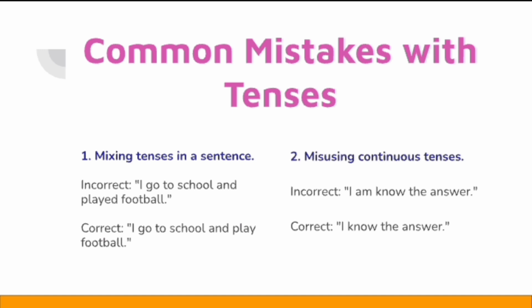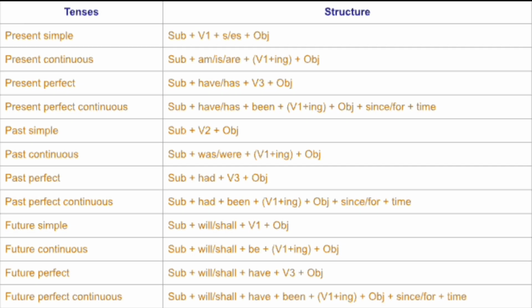So remember, don't mix tenses in one sentence and be careful with when to use continuous tenses. Once you get these little details right, your English will sound much smoother. Now guys, look at this table. It shows the 12 types of tenses along with their structure. This table is designed to help you memorize them easily so you can apply them in your real life English, both in writing and speaking.